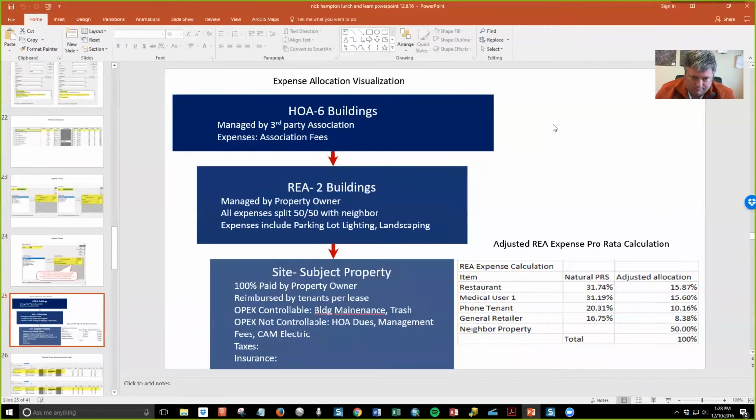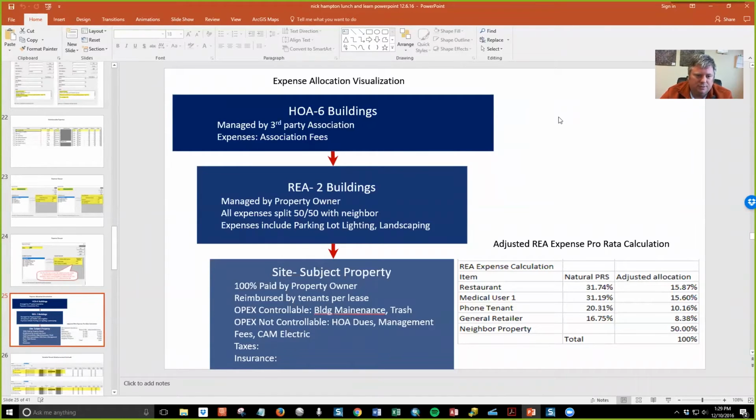In the title report, there was a REA, which is a reciprocal easement agreement, and also there was a property association. So the property association has about 6 buildings inside of that. It's managed by a third-party association, and the expense categories are association fees. We'll see the expenses a little bit later. But I just want to give you a feel for how this property was situated with respect to the cash flows. Okay, so the next layer for the expense allocation is the reciprocal easement agreement.